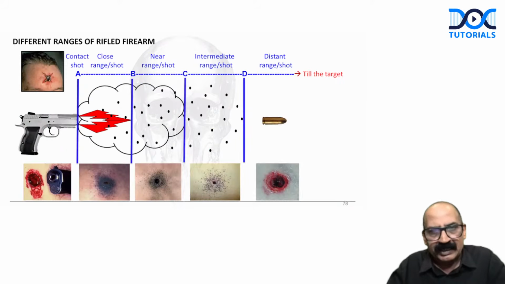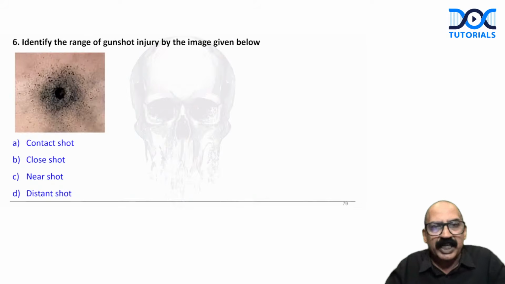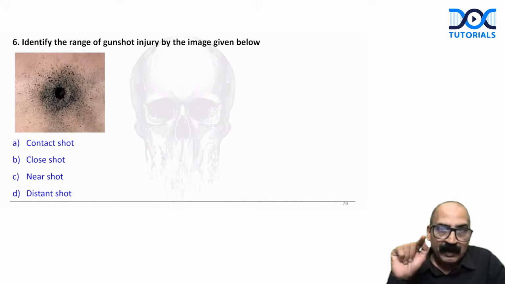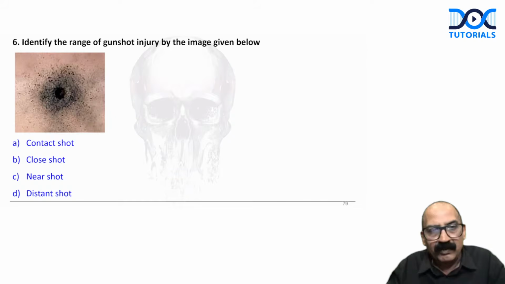Now, I show you in a single frame what are the various ranges. So, identify the range of gunshot injury by the image given below. Here, you can see the blackening, tattooing with wound of entry. It is a near shot.